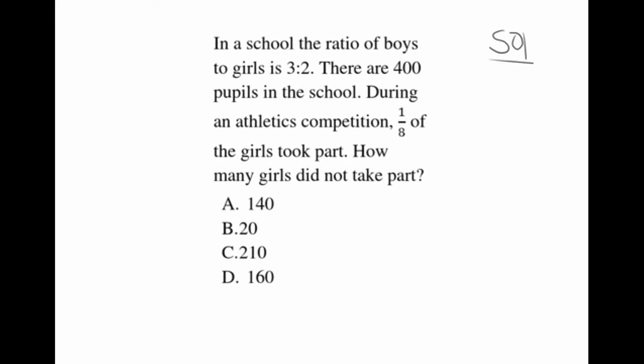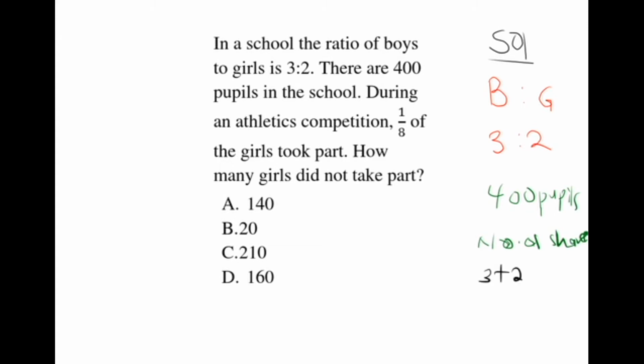The ratio of boys to girls. Use B to represent the boys and G to represent the girls, is 3:2. Then we are told that there are 400 pupils in the school. Therefore, we can get the number of boys and also the number of girls. Let us get the number of boys first. Our total number of shares here will be given by 3 plus 2, which is 5.